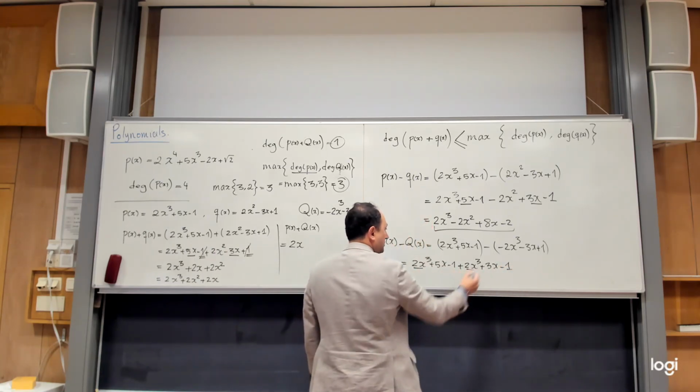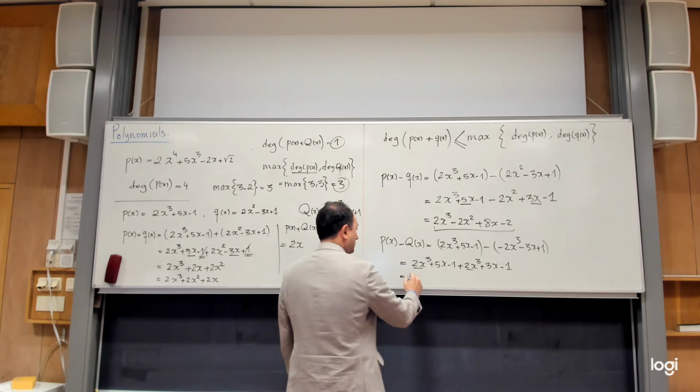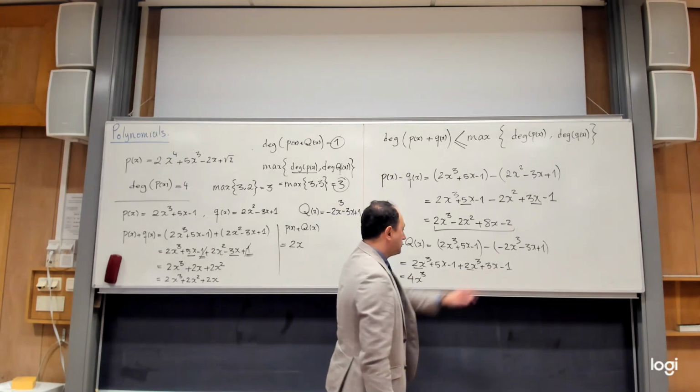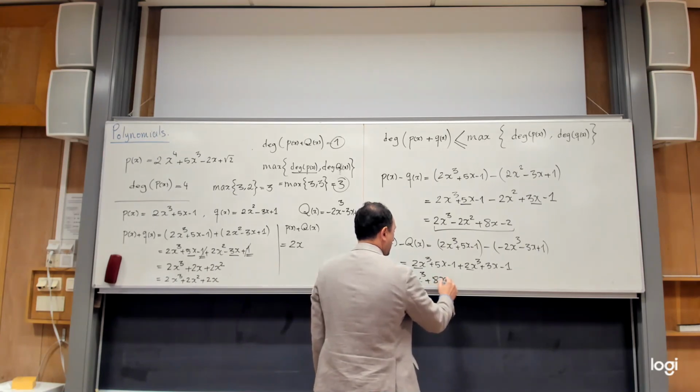And then they add together. So it becomes how much? 4x to the power of 3. And 5x plus 3x is 8x. And then I have minus 2.